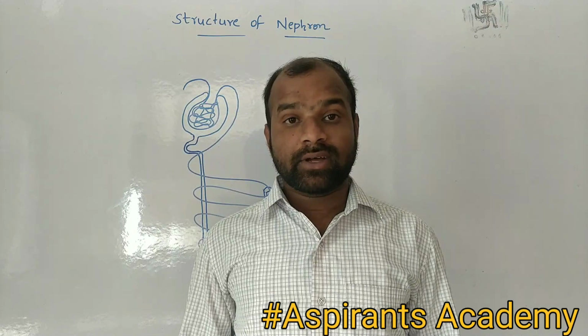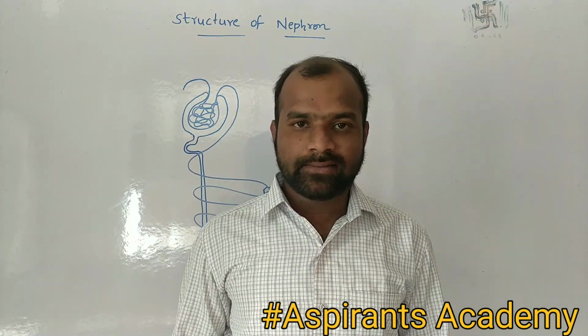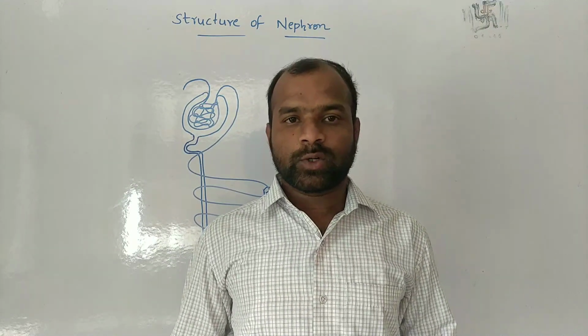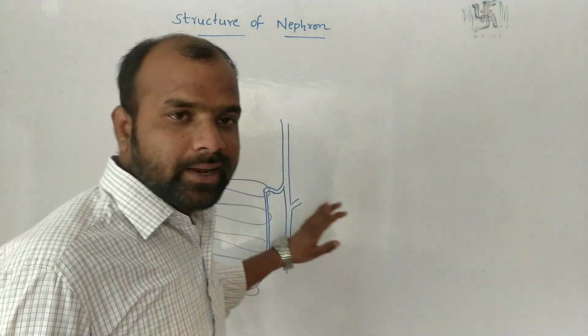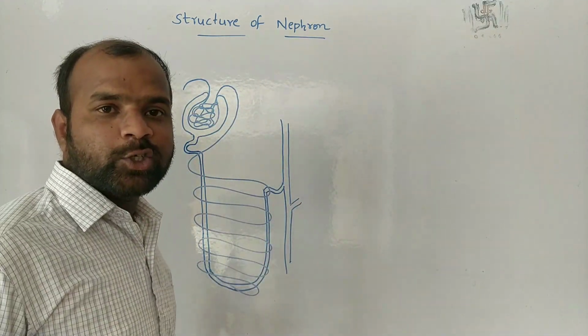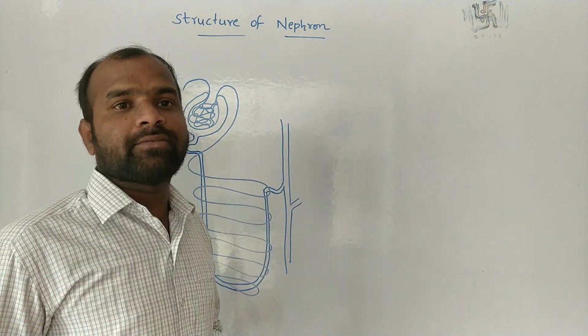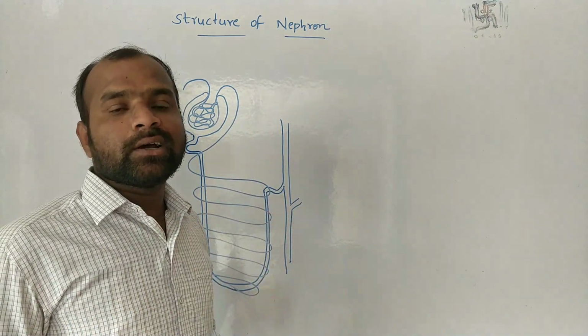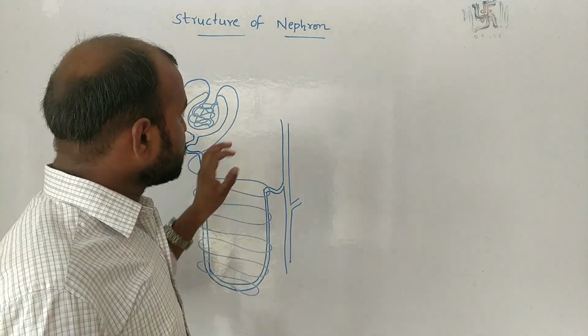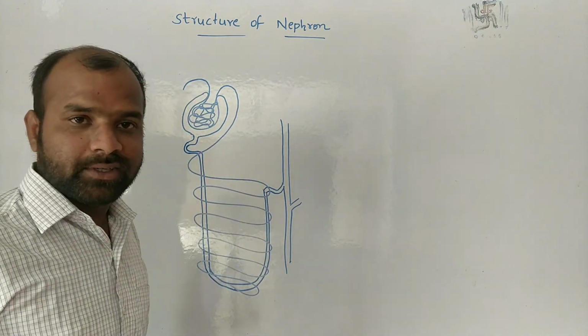So in part 1 we have discussed the internal as well as external structure of the kidney. So today let us discuss the nephron. It is a structural and functional unit of the kidney. More than 1 million nephrons are present on the inner side of the kidney. Let us see the structure of the nephron first.